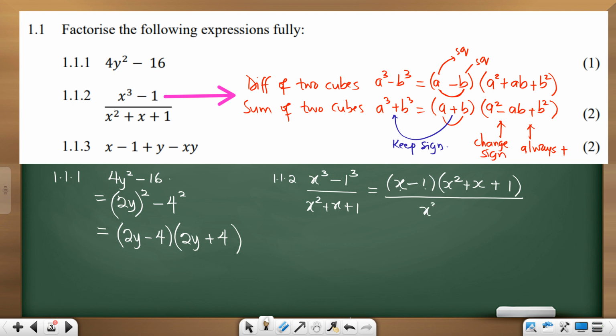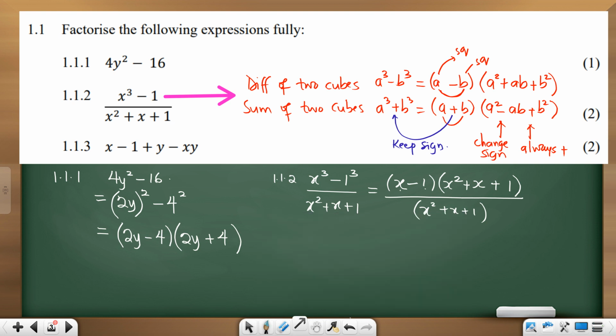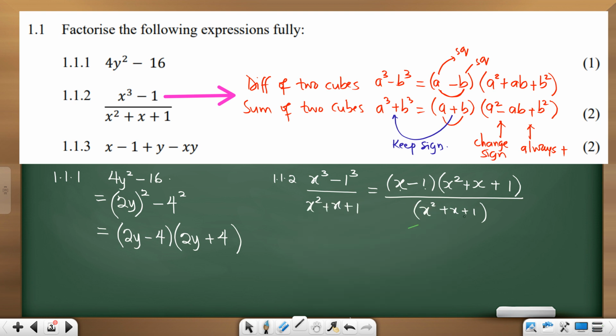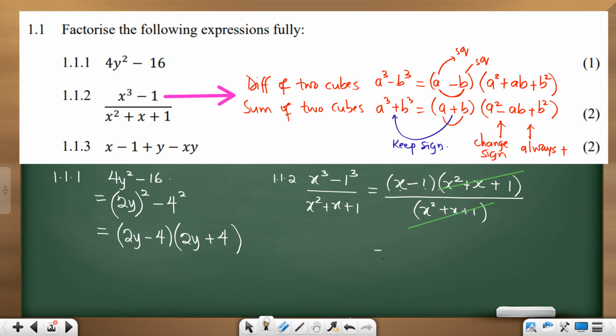Oh, I see where we're going. Look at what I have at the denominator. Lovely. What do you see? Do you notice that it just automatically divides? That would divide that. So what's our answer? Our answer is therefore x minus 1. So please master your difference of two cubes and difference of two squares.